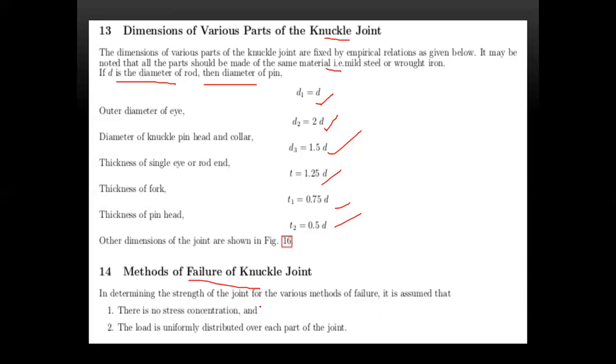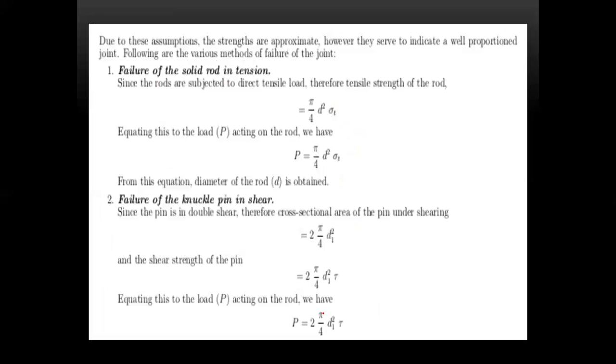The methods of failure: assuming there is no stress concentration, the load is uniformly distributed. The first one is tension failure of the rod. Here the area is pi by 4 d square into tensile strength sigma t. Therefore, equating, p is equal to pi by 4 d square into sigma t. From this we can determine the small d. Then the knuckle pin in shear. It is double shear, so pi by 4 d1 square into 2 into shearing strength. Therefore, equating with the load p, p is equal to 2 into pi by 4 d1 square into tau.